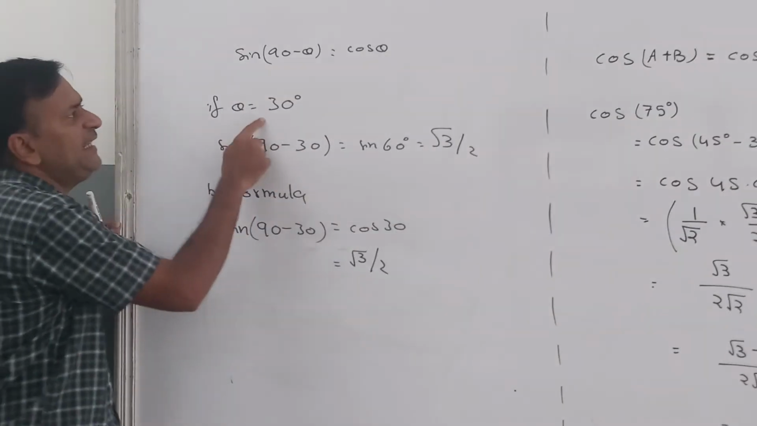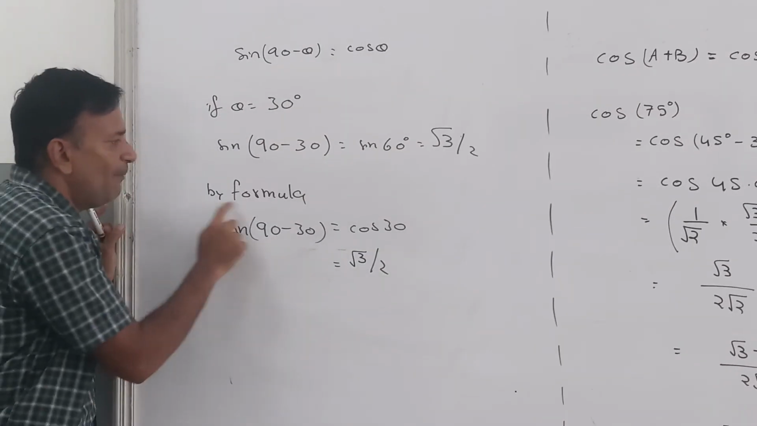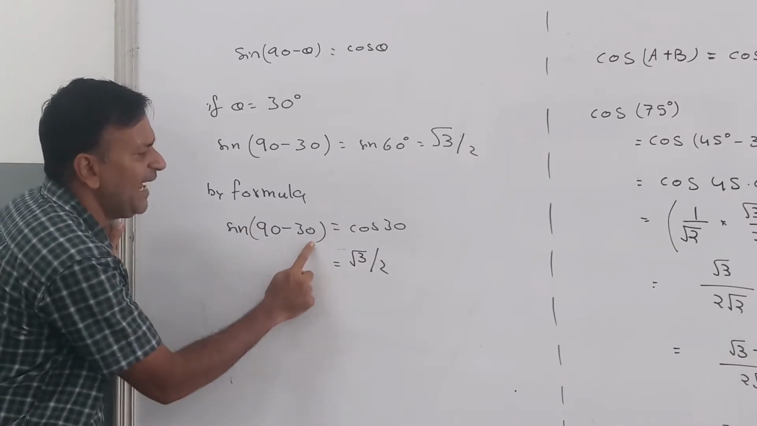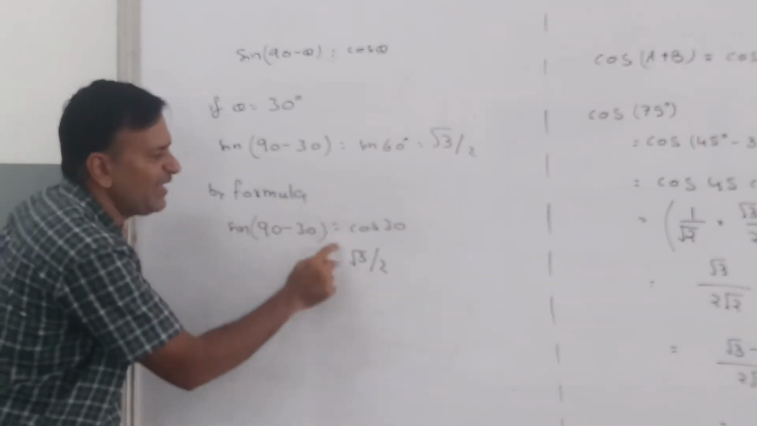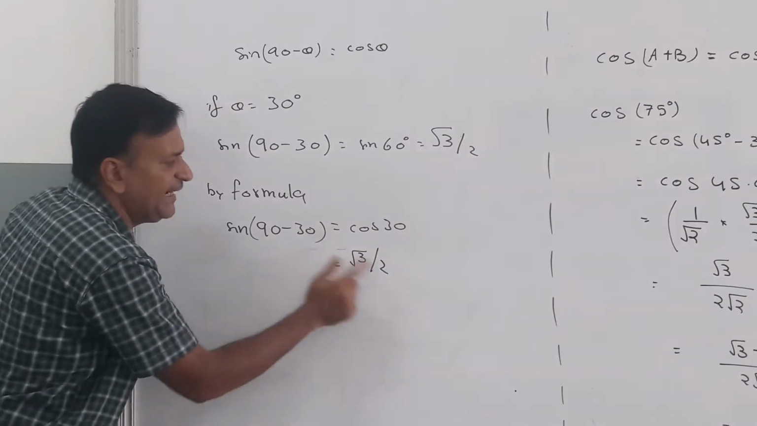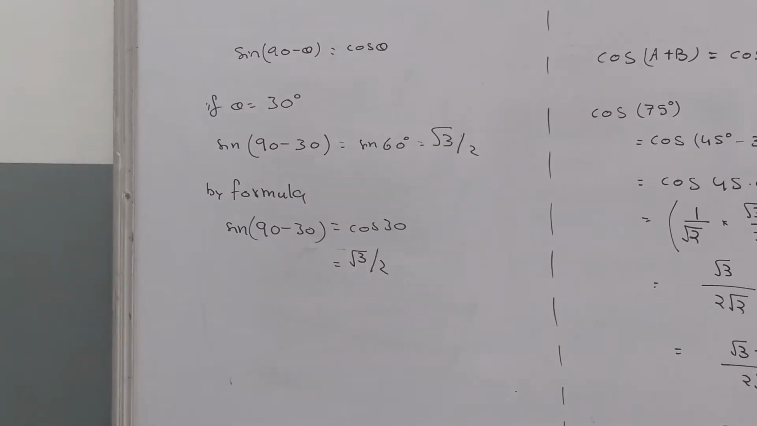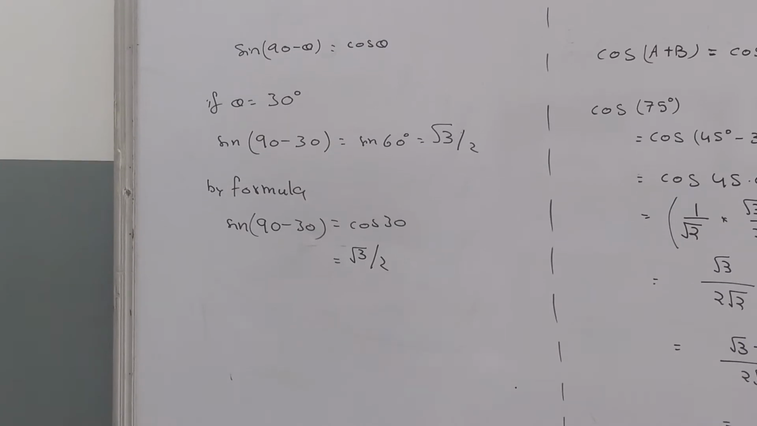Now, again put this theta on this side by the formula. Sin(90 minus theta) is equal to cos theta. So sin(90 minus 30) becomes cos 30. What is the value of cos 30? It is root 3 by 2. Okay, so that was the first example. Now the second example.